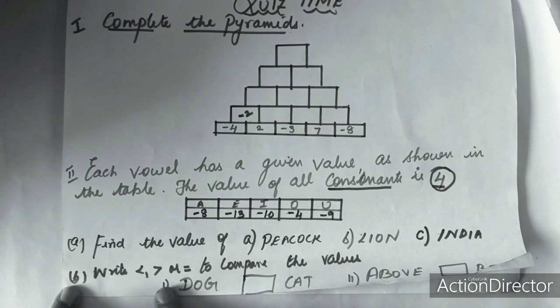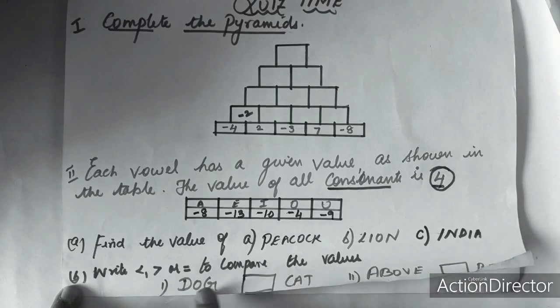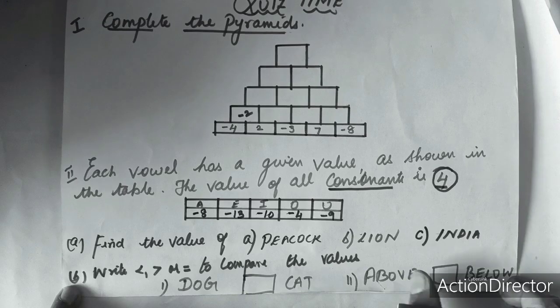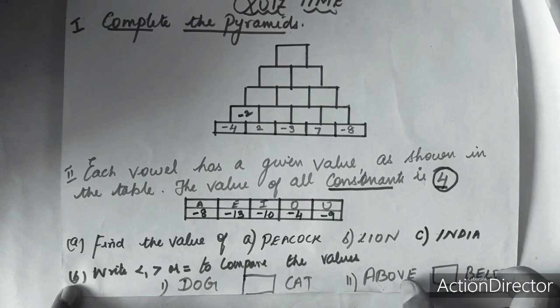Next part of the question. Now here you have to compare the values to see which is greater, either dog is greater or cat is greater. And here I have given two words, above and below. Putting the values for all these words, you have to find which word is greater.